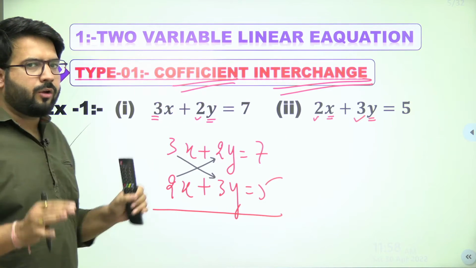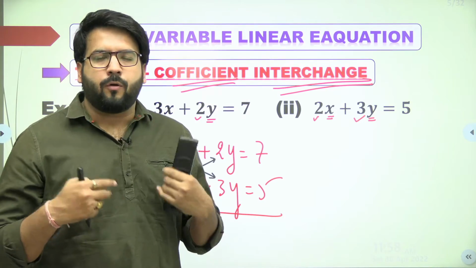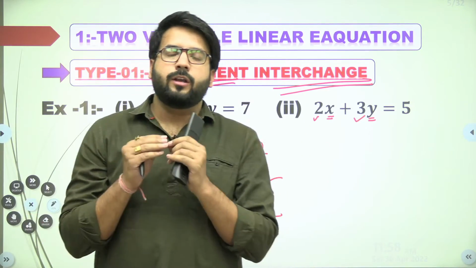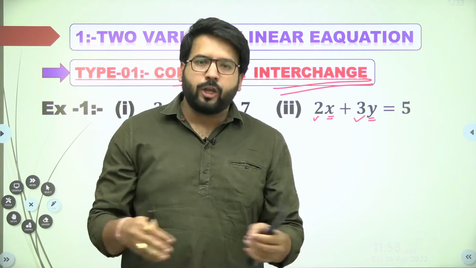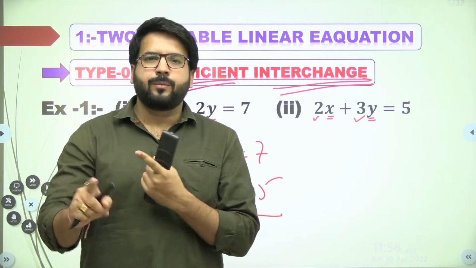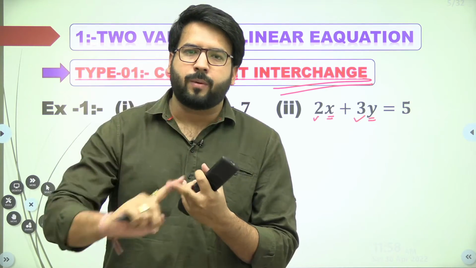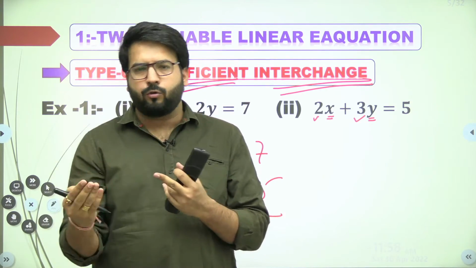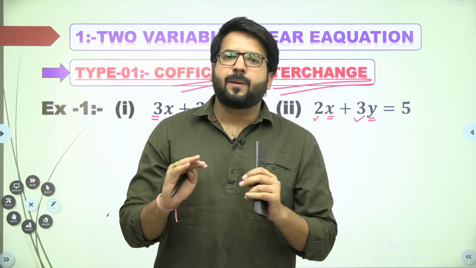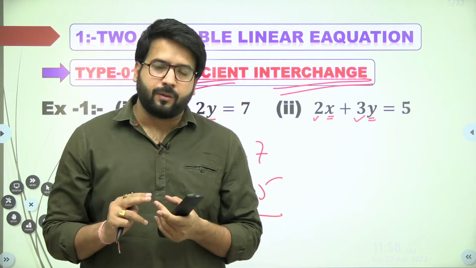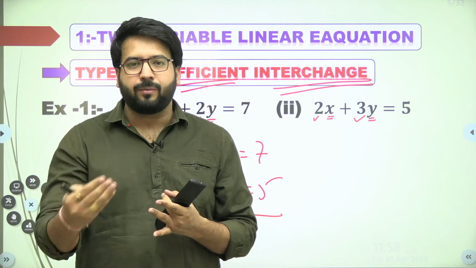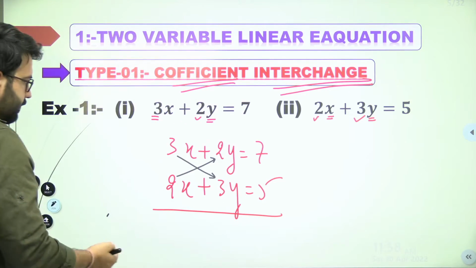If the equation is given in the form of coefficient interchange, then we don't need to solve the whole equation by an elimination method, a substitution method, or a cross multiplication method. We don't need to do this. We can simply subtract or add the equations and we'll get the favorable result. So how? Let us see.